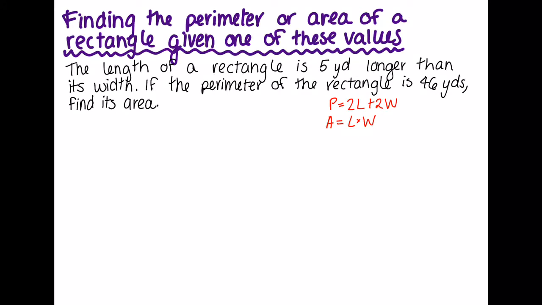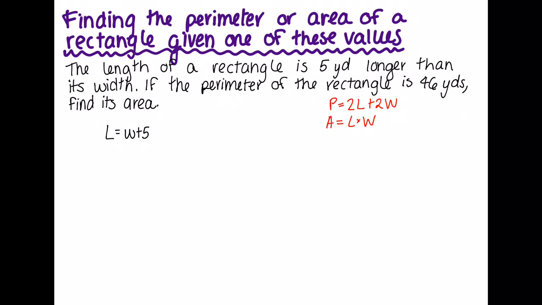So we're told that the length of a rectangle is 5 yards longer than its width. That means the length is going to be W plus 5. Now there's a tendency here to want to say 5W. 5W would mean 5 times the width. So if this problem said the length of a rectangle is 5 times the width, we would go ahead and say 5W. But if we're saying 5 yards longer than its width, then we're going to say W plus 5.